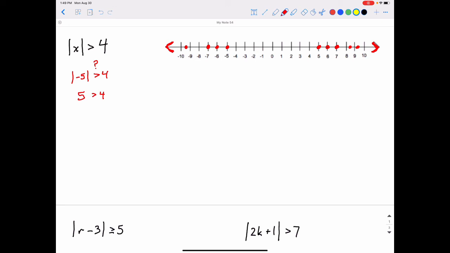So when I do some shading on these, notice that the shading is to the outside, and that looks suspiciously like an "or" inequality. And we can use an "or" inequality when it uses a greater than or a greater than or equal to symbol. So one way to remember whether to use "and" or "or": when it uses a less than symbol, we're going to use "and." When it uses a greater than symbol, we're going to use "or." So it's like less than "and," greater than "or." Maybe a little stretch, but hopefully it helps you remember which one to use.